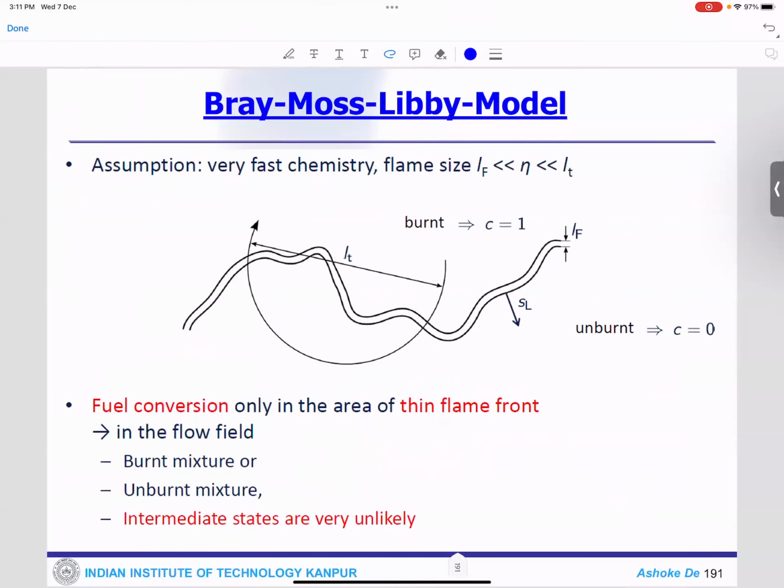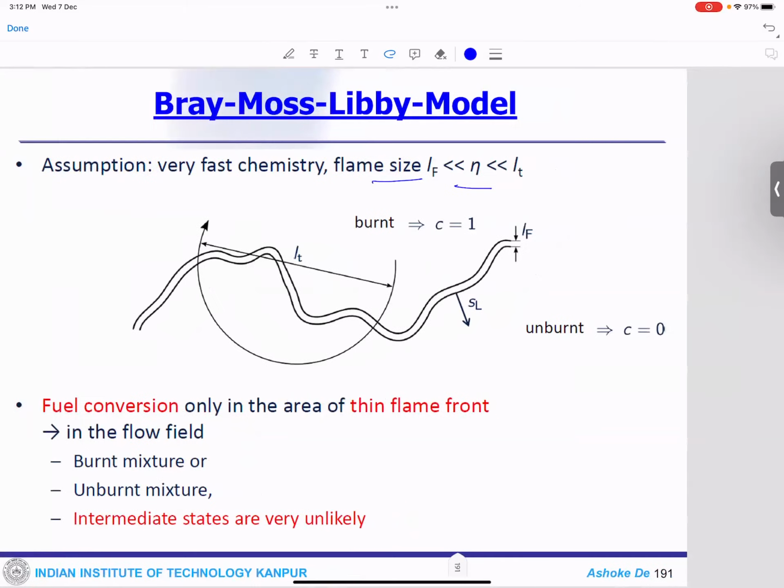Now, the chemical source term, how would you like to handle it? The assumption here, when you talk about this particular model, is very fast chemistry. That means the flame size is quite a bit smaller than the Kolmogorov size, and obviously smaller than the turbulent length scale or integral scale. Based on that, you define one side as burned and the other side as unburned, and you try to capture the flame front. But obviously, if there are some intermediate states, they cannot be captured.